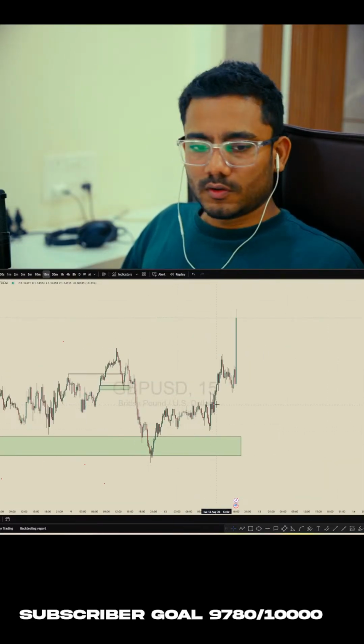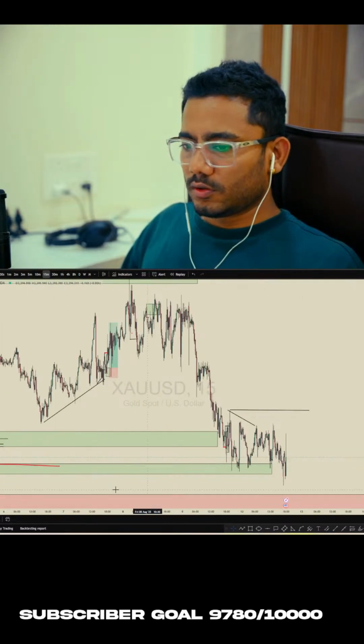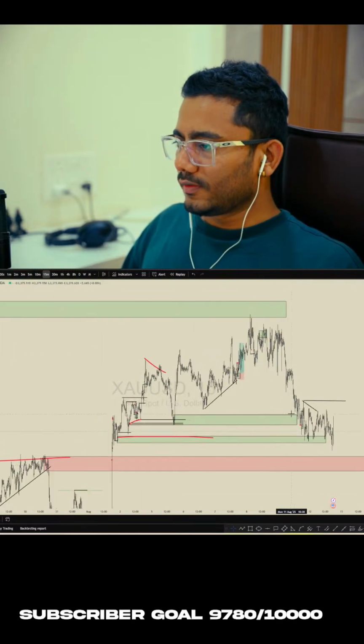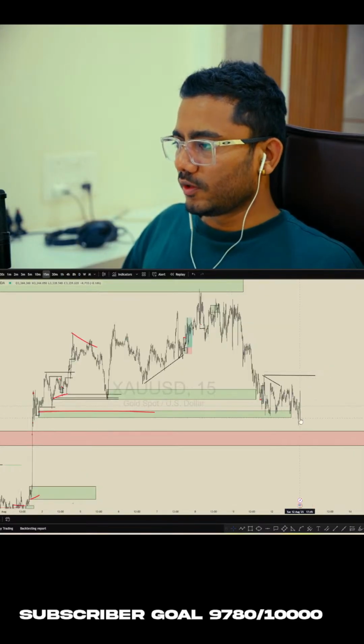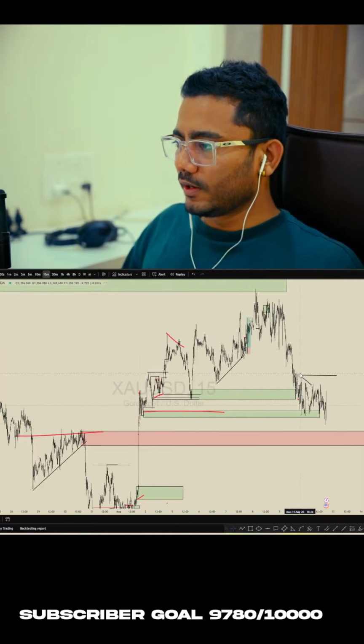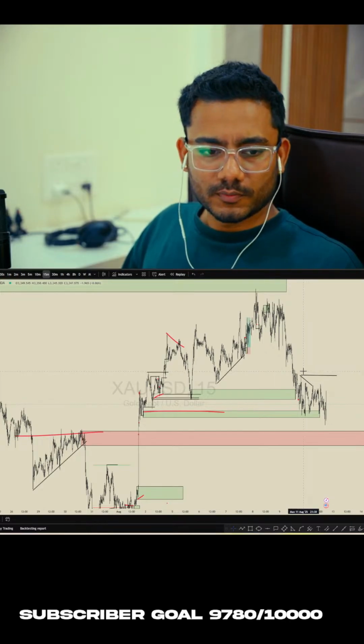So yesterday I gave this trade on GU on gold. I think price did not follow through. Price did not give us any change of character over here. It's still consolidating. It reacted from the area. Still, price has not broken this previous structure.